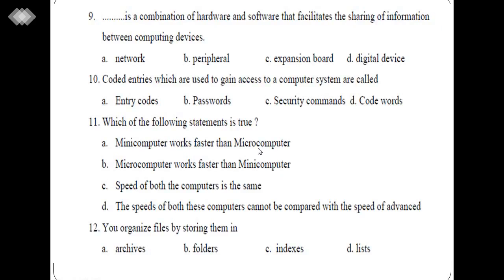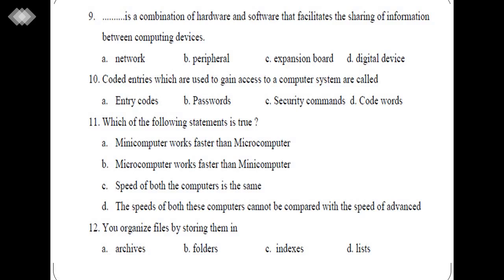Next question we have covered. Dash is a combination of hardware and software that facilitates the sharing of information between computing devices, and the options are network, peripherals, expansion board and digital device. Next question number 10. Coded entries which are used to gain access to a computer system are called entry code, password, security command, and the last option is code words.